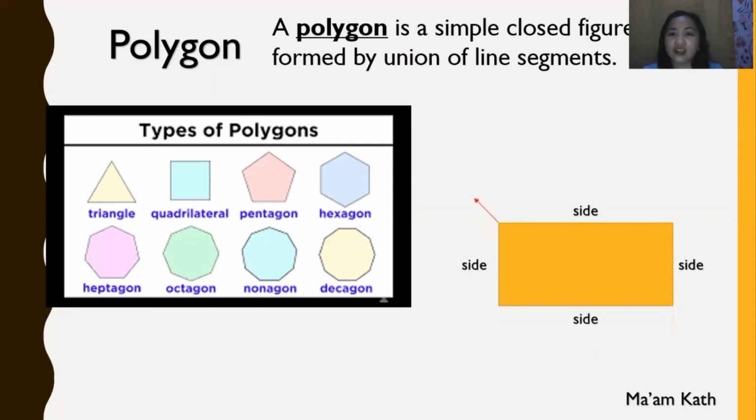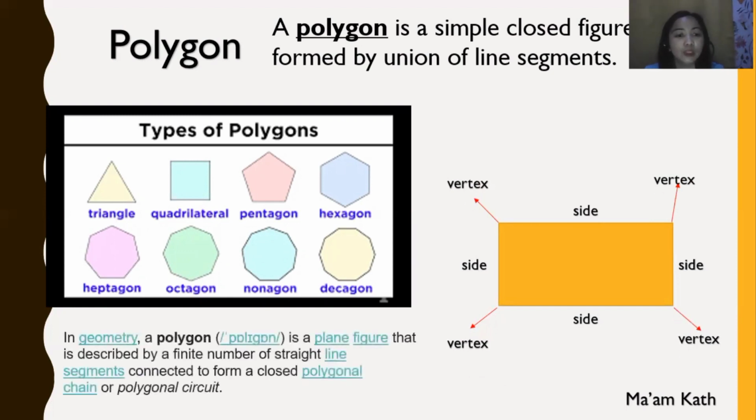And this point where the two line segments meet is what we call the vertex. So we have here another vertex and another vertex. So we have four vertices here in our rectangle, an example of a quadrilateral. So vertices are points where the line segments meet. In geometry, a polygon is a plane figure that is described by a finite number of straight line segments connected to form a closed polygonal chain or polygonal circuit.